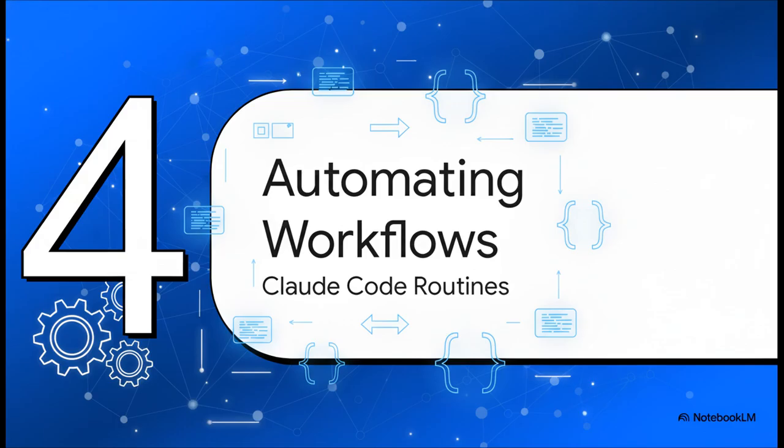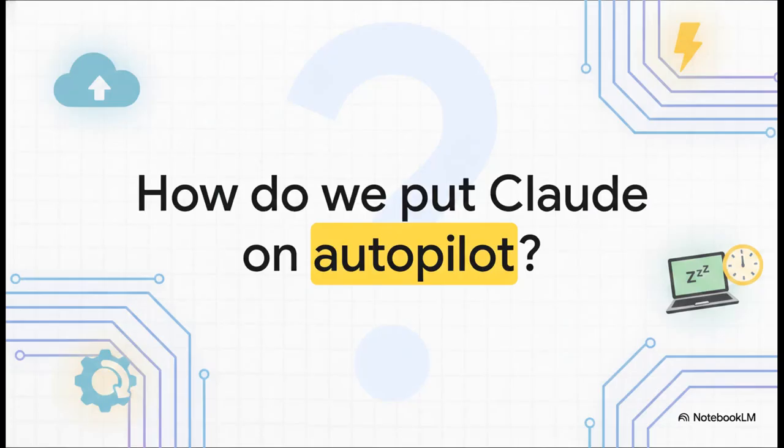And finally, Section 4, automating workflows with routines. So how do we actually put Claude on autopilot? Enter routines. A routine is essentially a saved Claude Code configuration. That's your prompt, your connected repositories, and your tools packaged up once and set to run automatically. And the best part? These routines execute on Anthropic-managed cloud infrastructure. That means they keep working totally autonomously even when your laptop is completely shut and in your backpack.